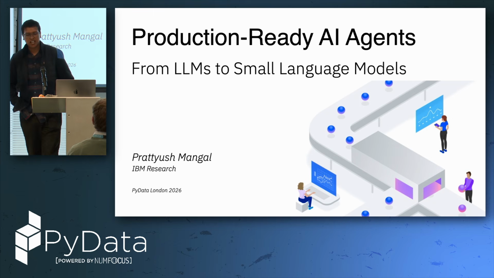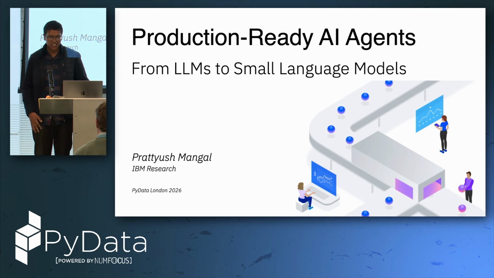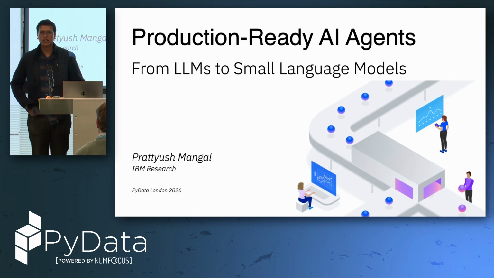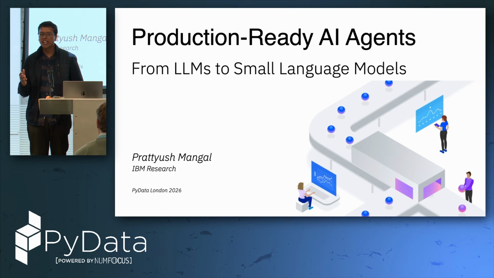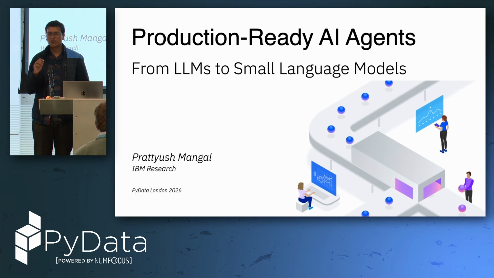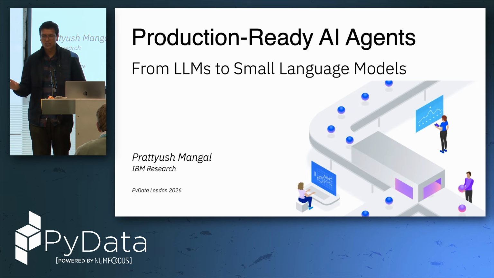I'm Prattyush, and I work at IBM Research. I'm a research software engineer. I've been working with IBM for about 6 years now. Today, I want to be talking to you about what it takes to go production with your AI agents and the transition we're seeing from the reliance and the use of large language models to small language models.